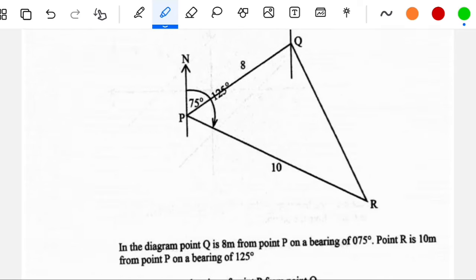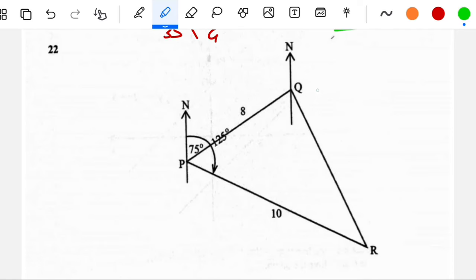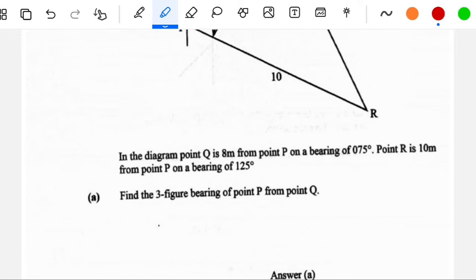So P from Q, come here from this one, from Q. So our P is going to be here. Okay, so we need to calculate that angle. We know by z angles that this one is 7.5. So that bearing is 7.5 plus 180, which is going to give us what? 187.5. So this is our answer here.